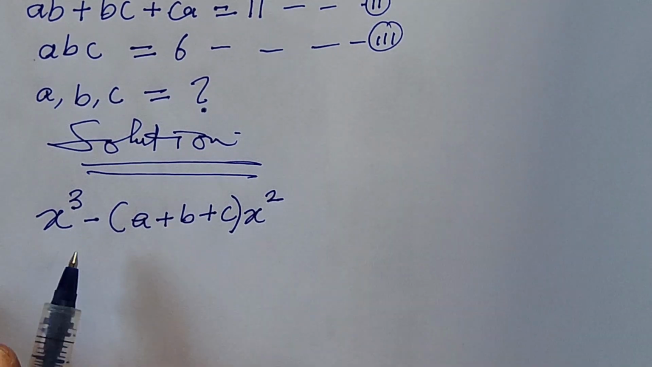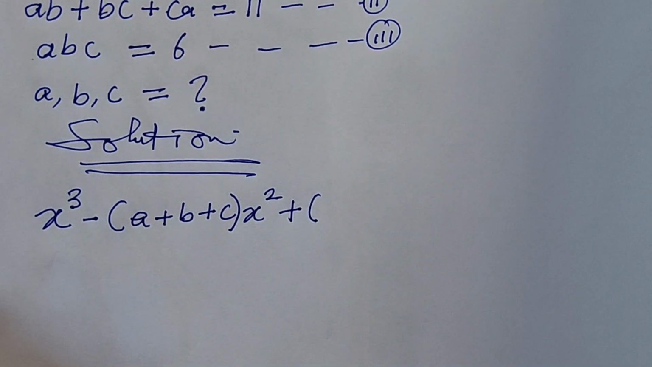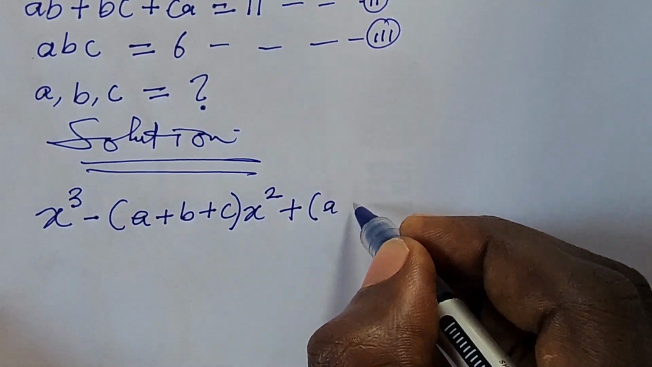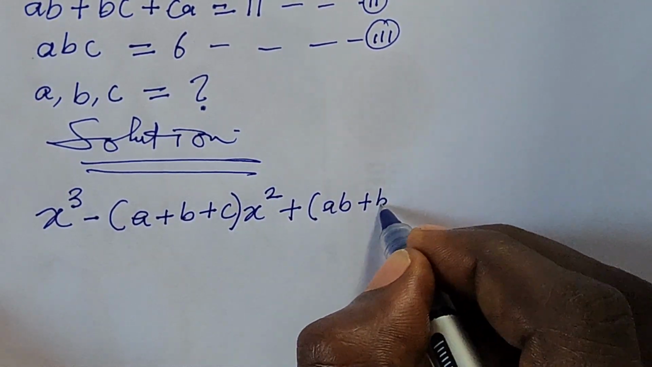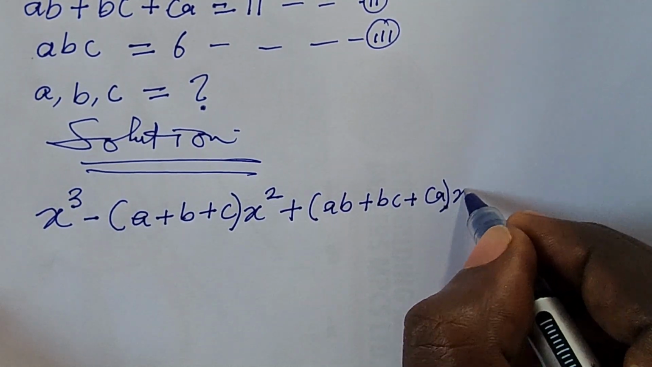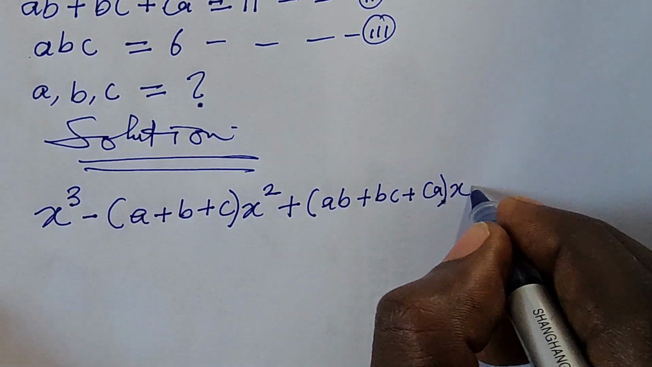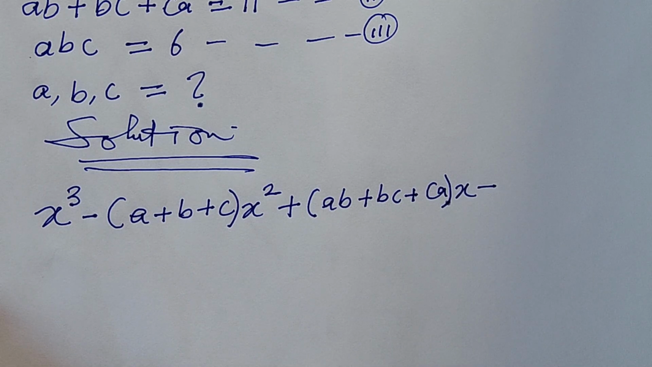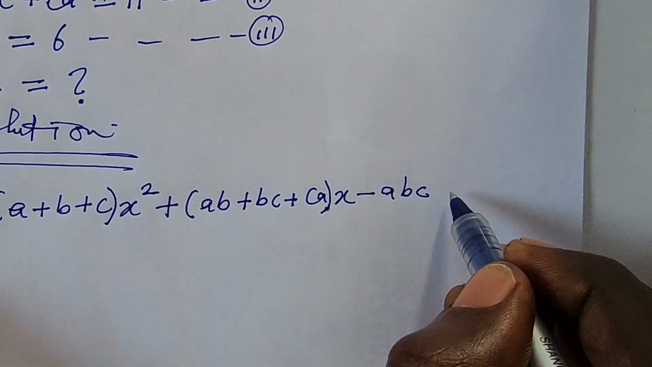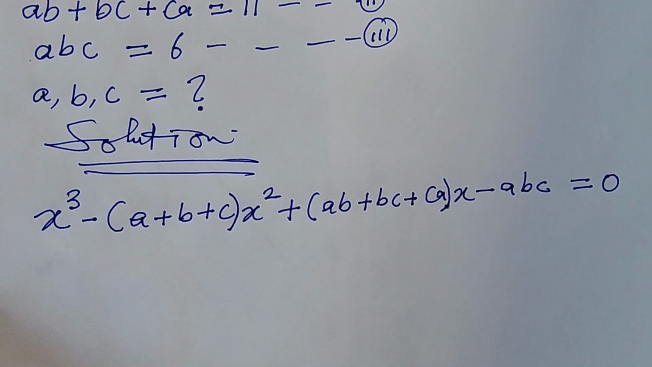Okay, then here we have a negative sign already, so the next one is going to be plus bracket. We are taking the second equation in now. So we have here ab plus bc plus ca in x. Then the next one is going to be our third equation. So minus, and our third equation is going to be the constant term. So we have abc, everything equal to 0.